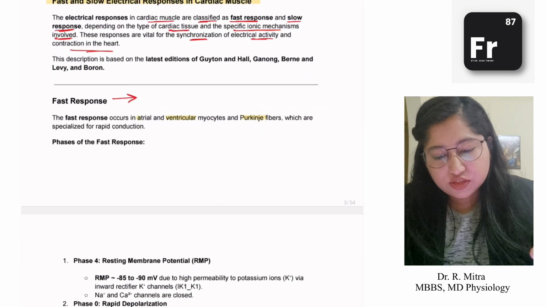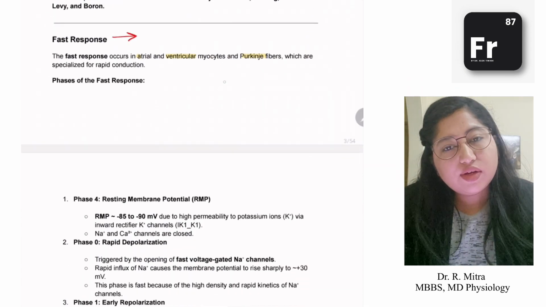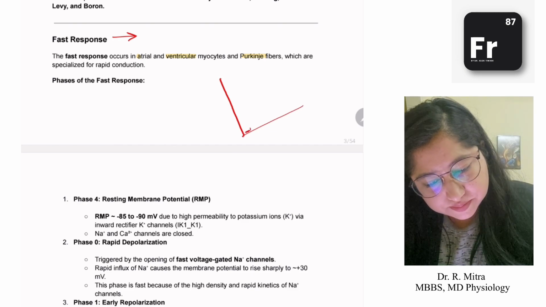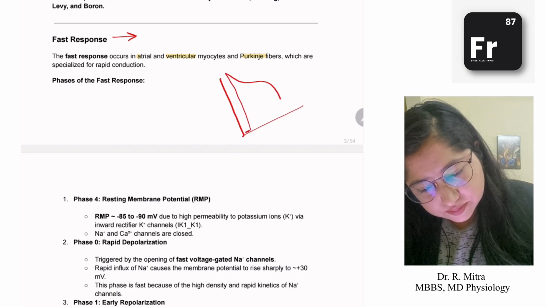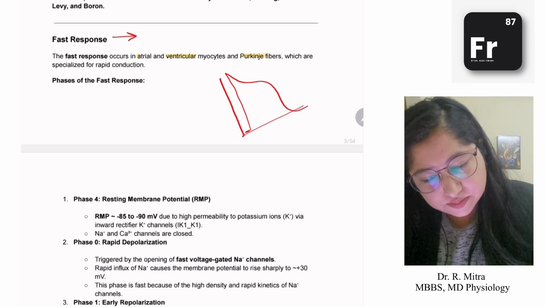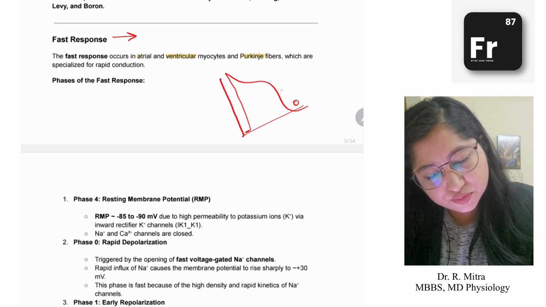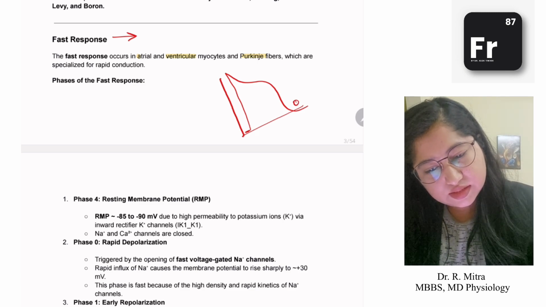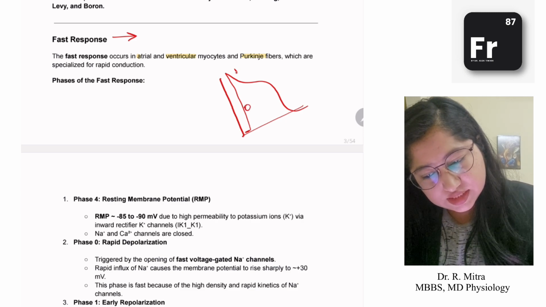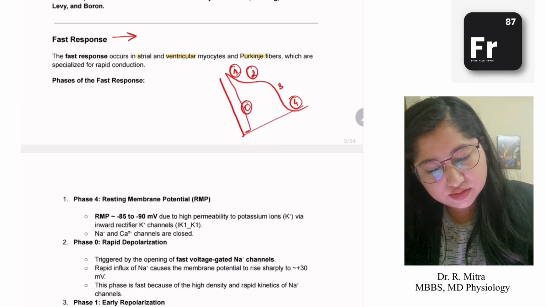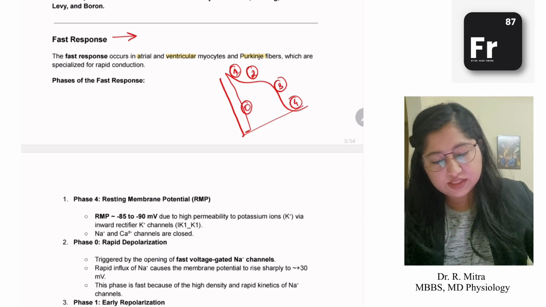So coming to fast response, if we have to draw a graph for fast response, it will look like this. Right? So if we have to mark them, this is 0, 1, 2, 3 and 4. Phase 1, 2, 3, 4 and phase 0.